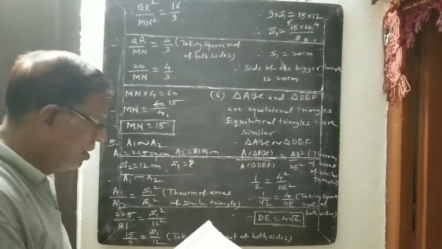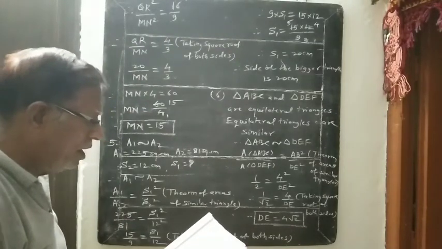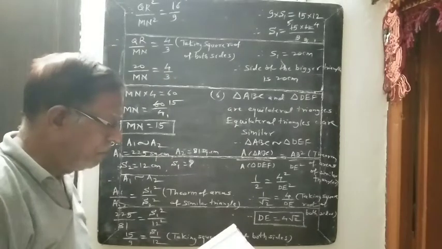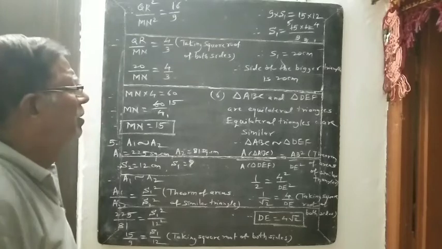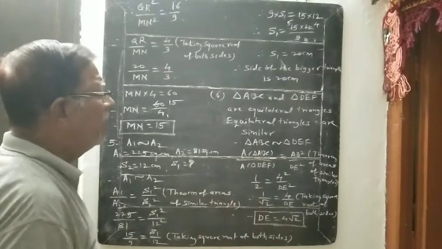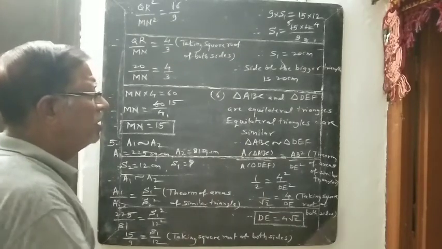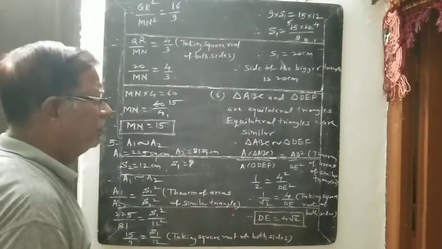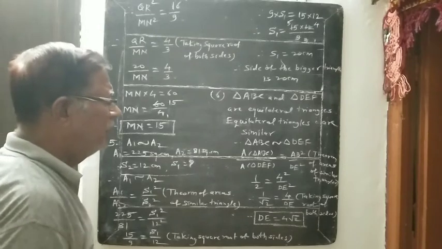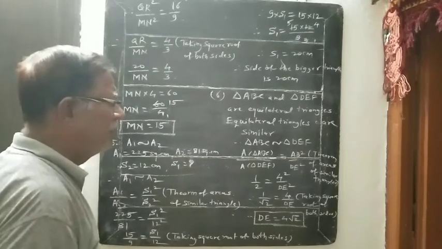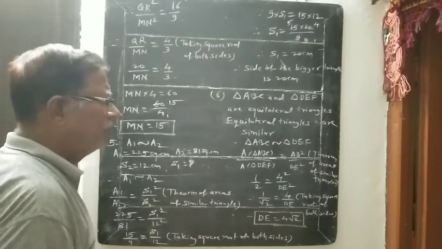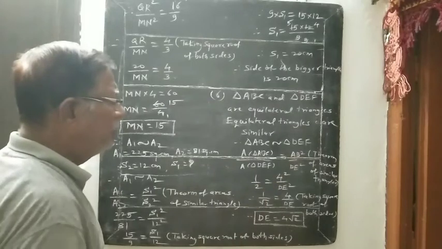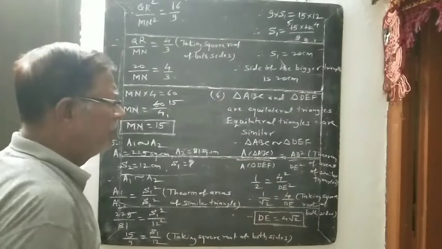And the sixth one: triangle ABC and triangle DEF are equilateral triangles. Ratio of area of triangle ABC to area of triangle DEF is 1:2. If AB is 4, find DE. Triangle ABC and triangle DEF are equilateral triangles, and two equilateral triangles are always similar. Therefore, triangle ABC is similar to triangle DEF. And when two triangles are similar, the ratio of their areas is the ratio of the squares of their corresponding sides. Then area of triangle ABC upon area of triangle DEF is equal to AB square upon DE square, theorem of areas of similar triangles.